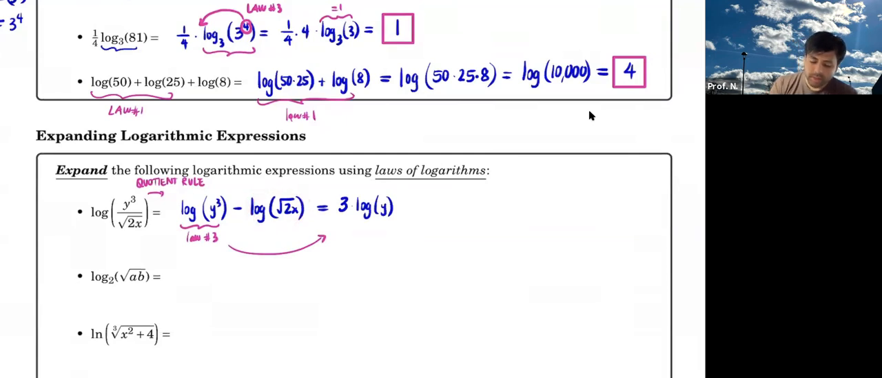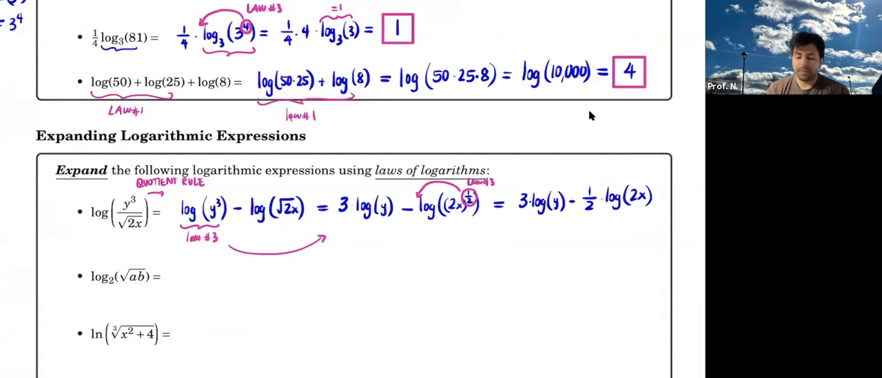Well, you should know that the square root of 2x can be rewritten as the following. Log of 2x to the 1/2 power. So the square root is really raised to the 1/2 power. So again, what can I apply? I have an exponent again, right? A power. So I can place this in front as well. This is law number 3 again. So then what do I get at the end? I get 3 log of y minus 1/2 times log of 2x.